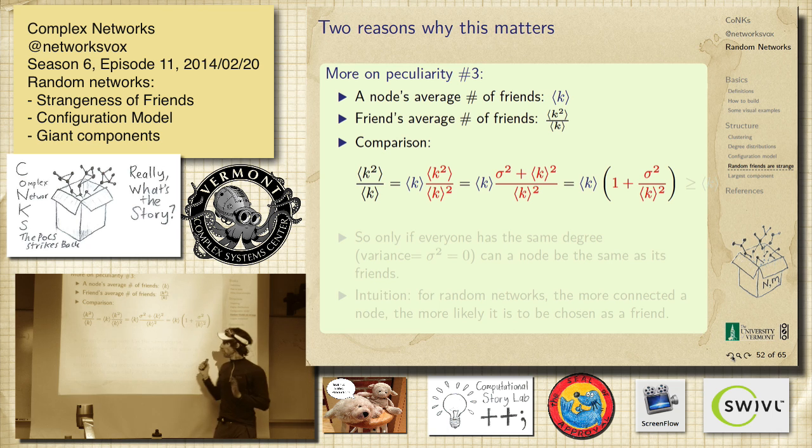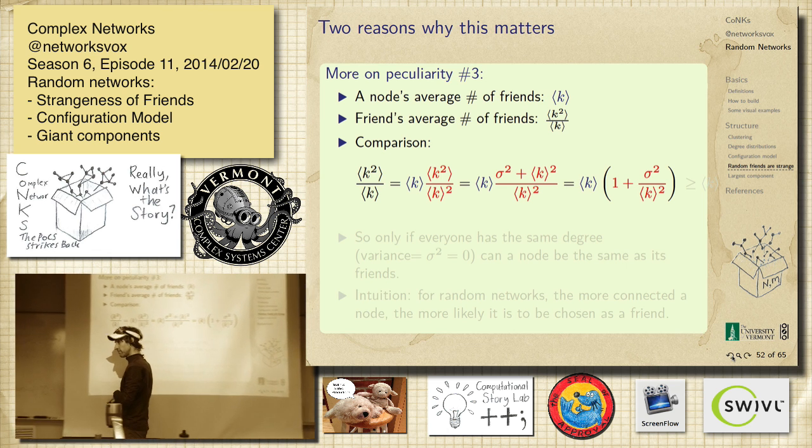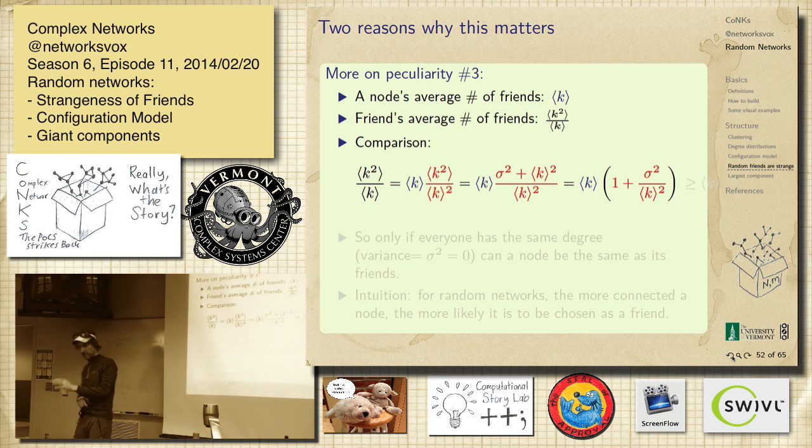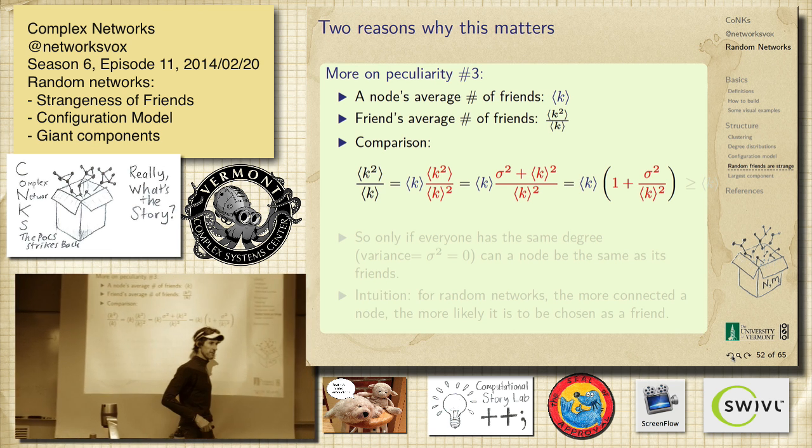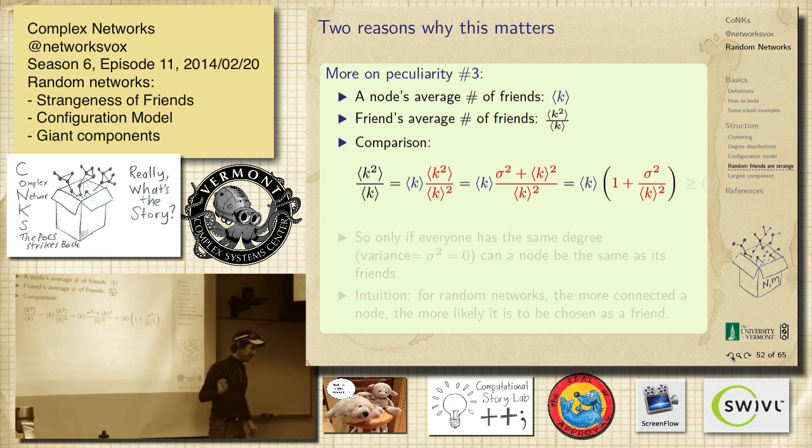But in general, it's this ratio, 1 plus this, that they have over you. So only in the equal apportioning of friends situation, in a world where the government decrees how many friends you can have, are your friends the same as you?